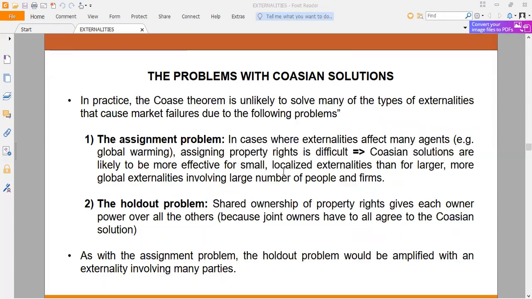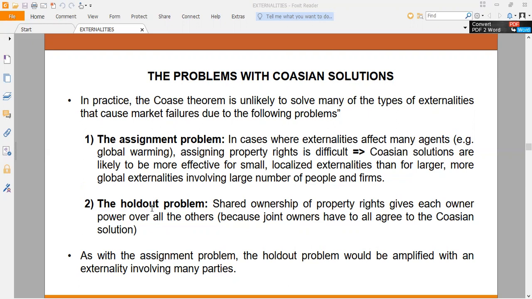Now, these are some of the problems associated with the Coase theorem. Okay, the first one is the assignment problem. The theorem is based on the fact that you can assign property rights, but there are cases where the resource has common ownership. So we have a lot of people. How do you assign the property rights to all these people? Okay, so the theorem becomes a bit shaky when the externality is of a grand scale. But if we are talking about a very small group of people, then the theorem can easily work. We wouldn't have this assignment issue there.